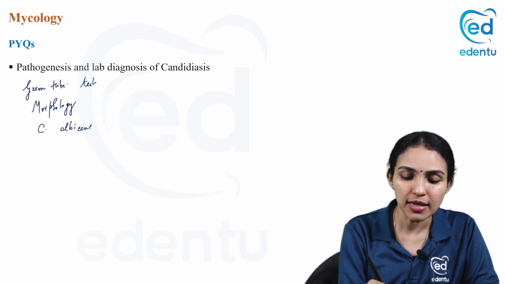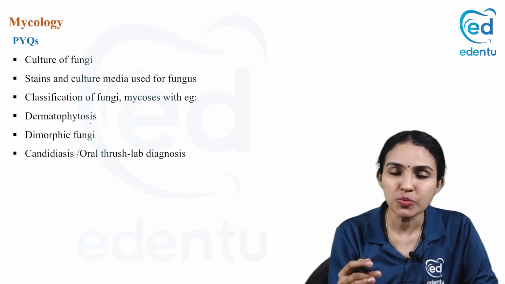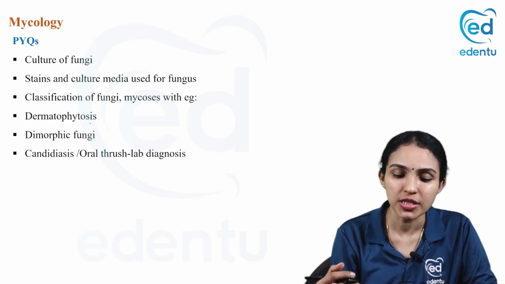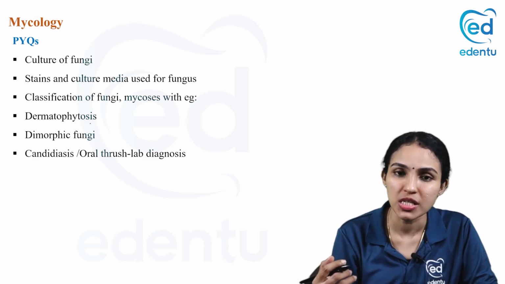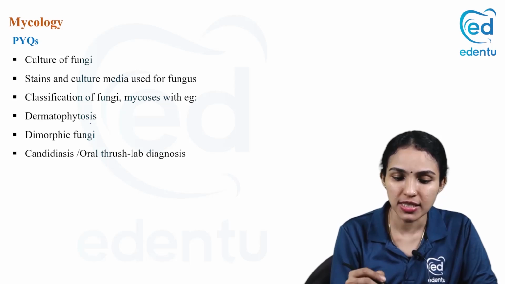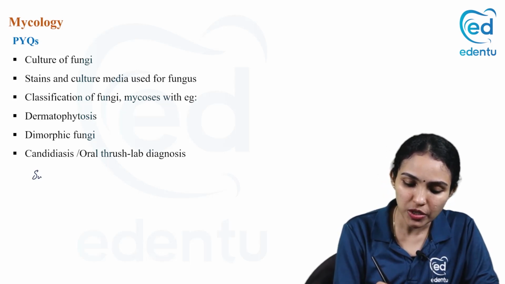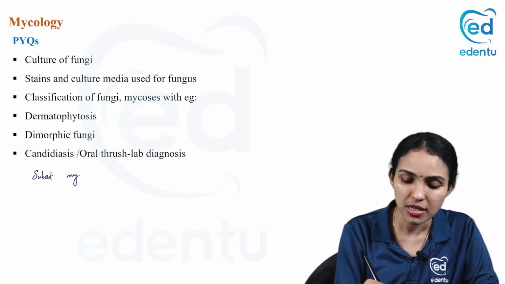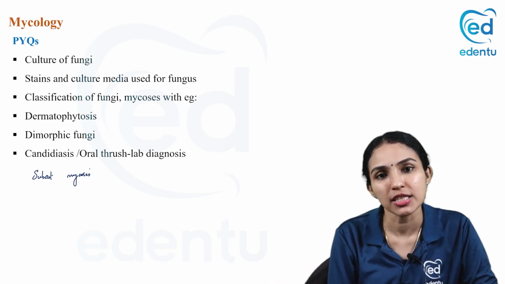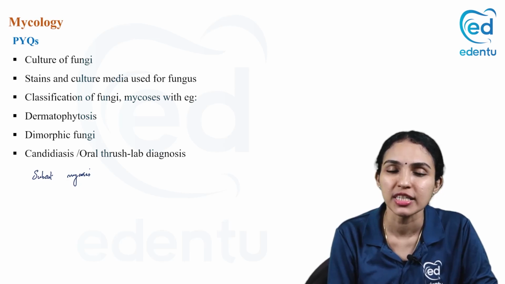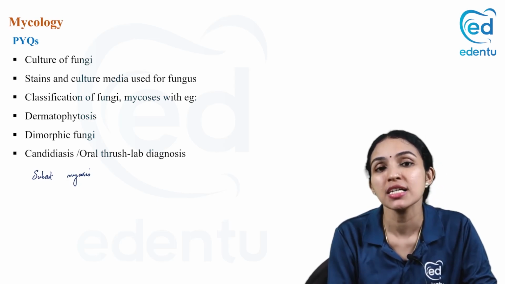That is Candida albicans. So once more, you can go through the previous questions which were asked from mycology, culture, stain and culture media, classification, dermatophytosis, dimorphic fungi, candidiasis, and though subcutaneous mycosis is not asked, it can also be a probable question which can be asked. So you have to learn the names of the 4 subcutaneous mycosis and the causative agents. So with that, we wind up the mycology topics, and thank you.